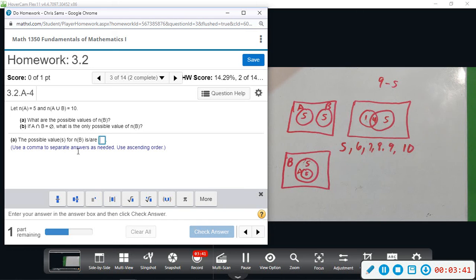So possibilities, and it says use a comma to separate, use ascending order. So we're going to say 5, 6, 7, 8, 9, and 10.